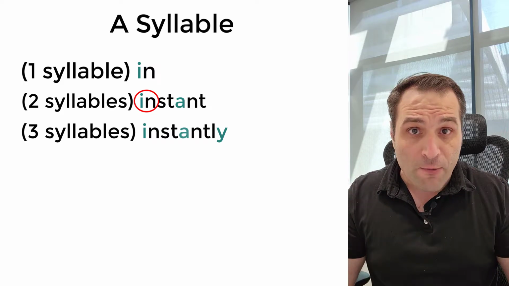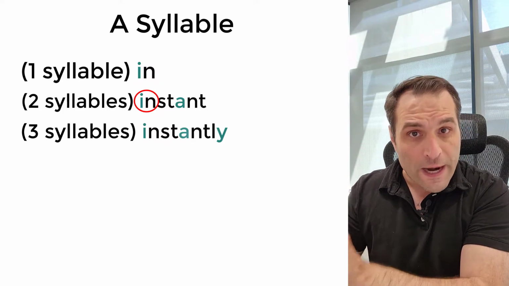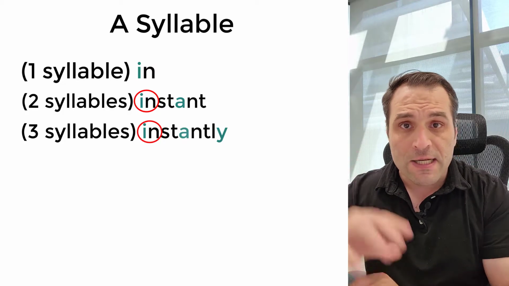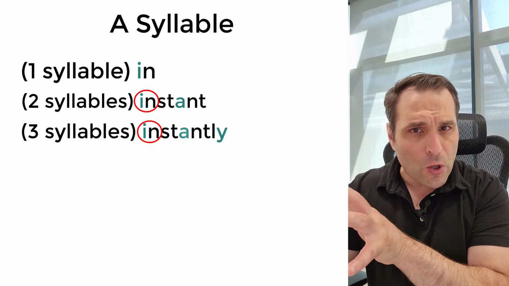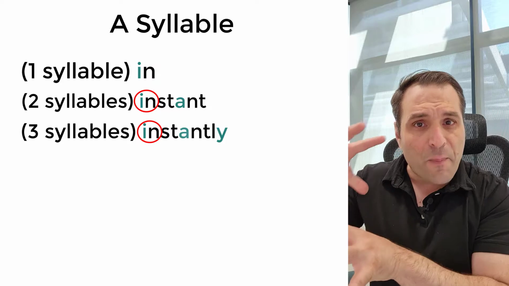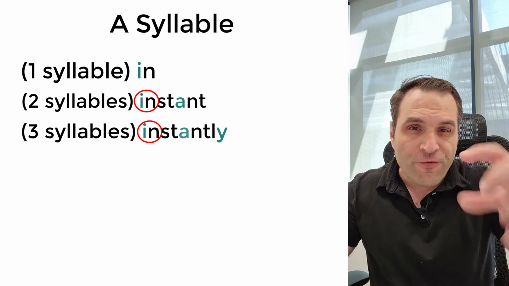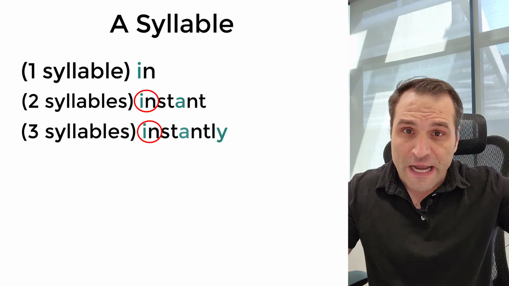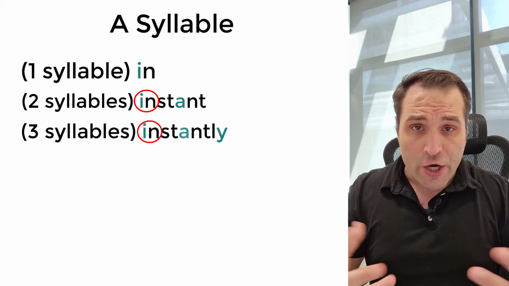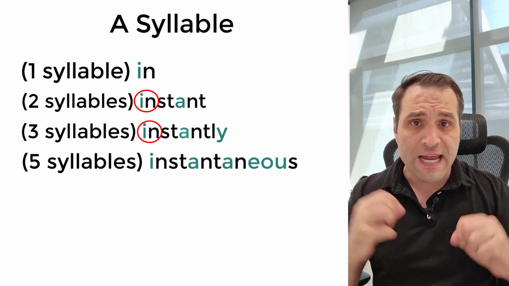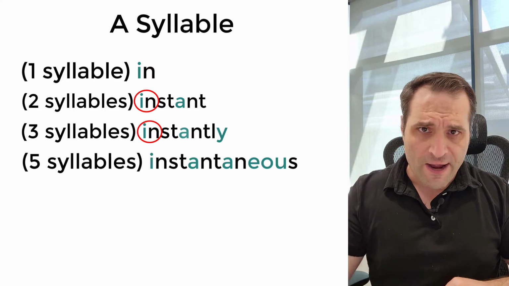I've got 3 vowels and 3 syllables in total, but the stress remains where it was on in. Instantly. So I'm only pushing that first syllable because that's where the stress is. I put emphasis on that first syllable and my voice fades away when I pronounce the next 2 syllables. Now, if I make that word even longer, I add 2 more syllables. I say instantaneous. So we went from 3 to 5.